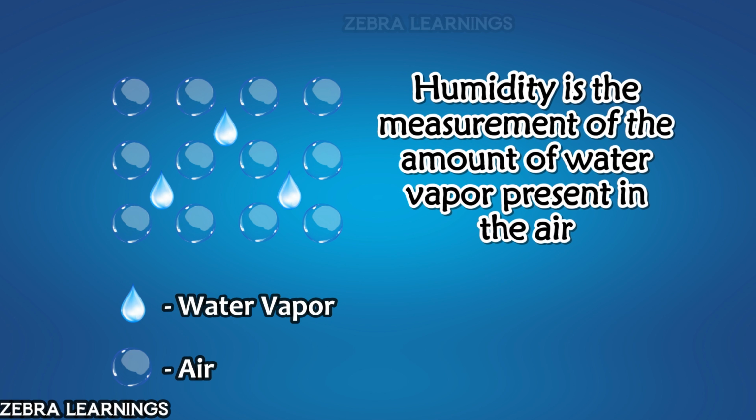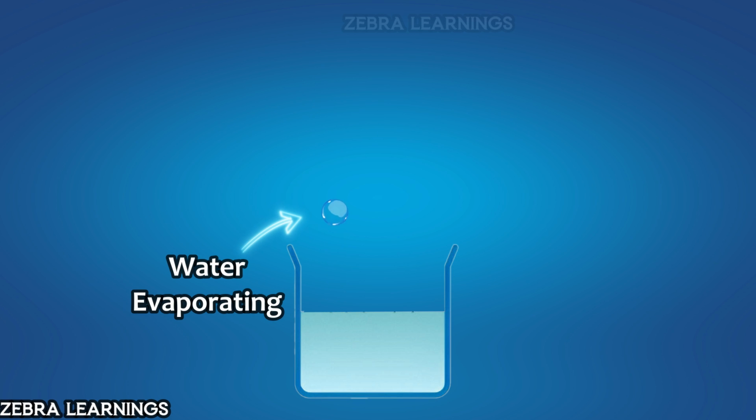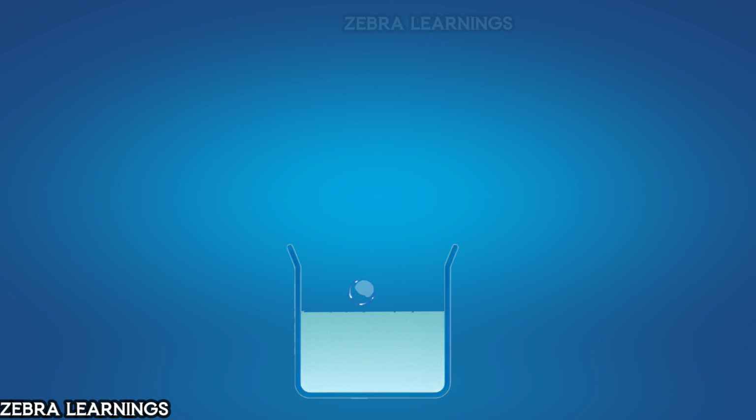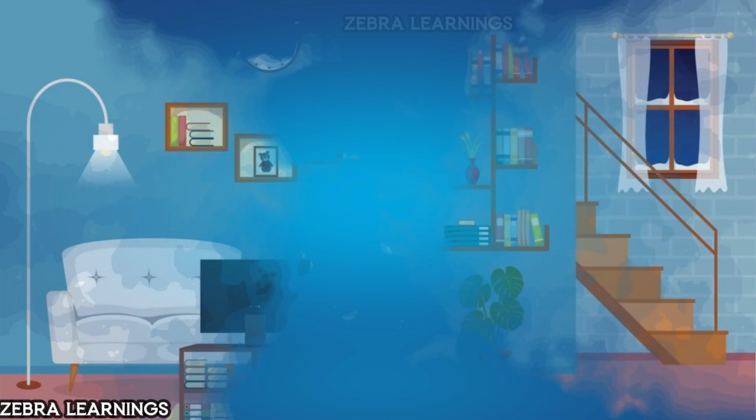Humidity is the measurement of the amount of water vapor present in the air. Water vapor in the air comes from the evaporation of water. During evaporation, water absorbs heat from its surroundings, which is stored as latent heat in the vapor. When water vapor in the air condenses back into liquid water, it releases the latent heat it absorbed during evaporation.